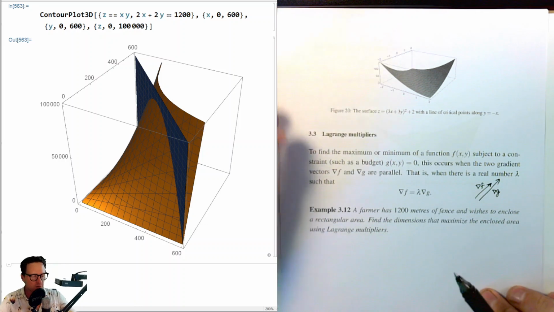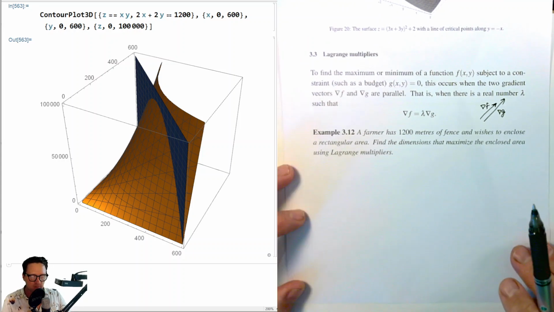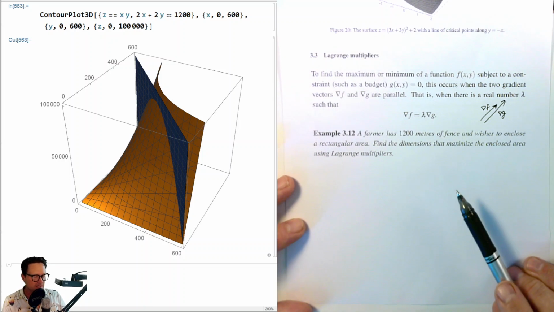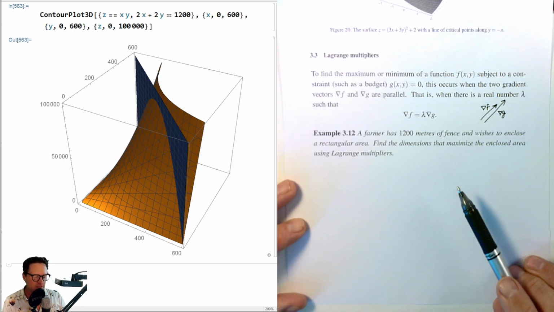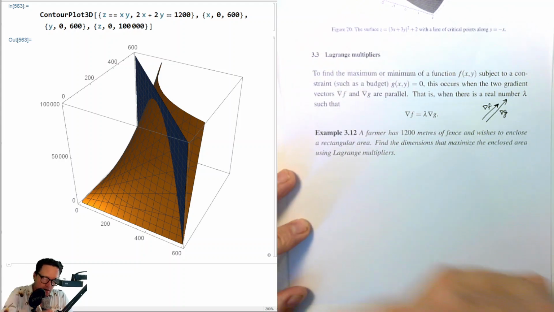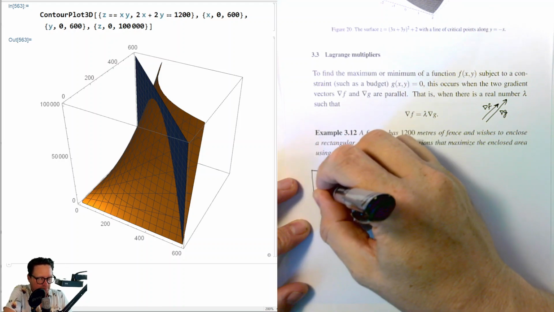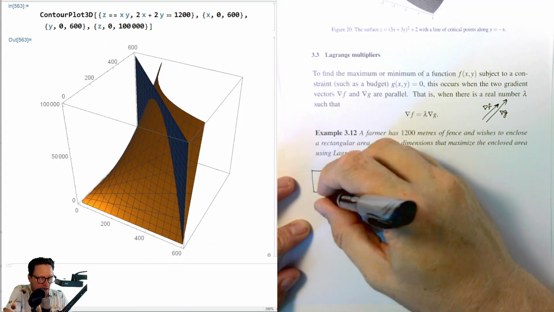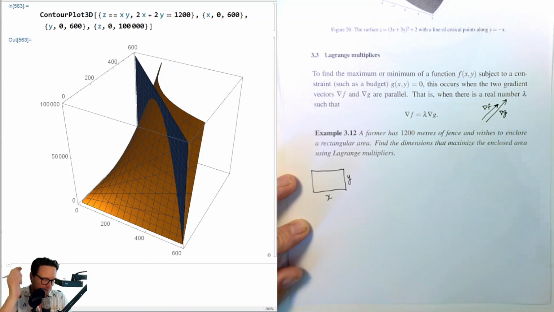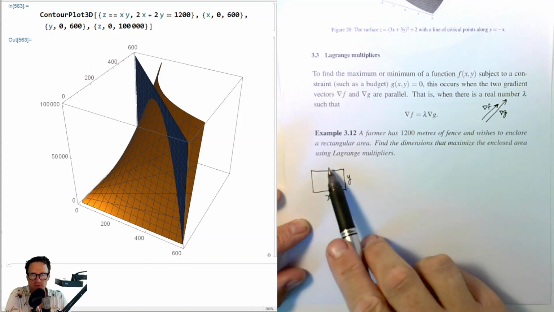Now let's take a familiar problem that you might have done in an earlier course about maximizing or minimizing something. A farmer has 1,200 meters of fence and wishes to enclose a rectangular area. All right, so let's sketch this rectangular area. Say the side length of this side is x, the side length of this is y. And so the perimeter is the sum of these side lengths, all four sides.